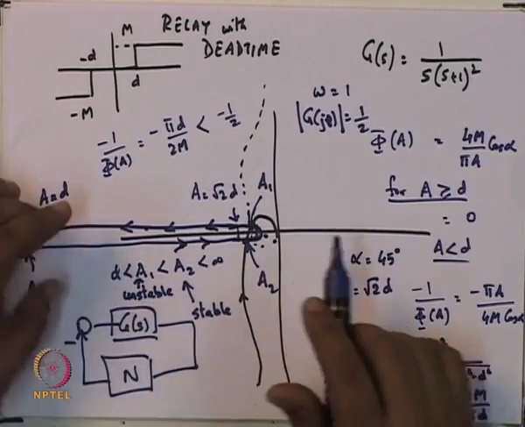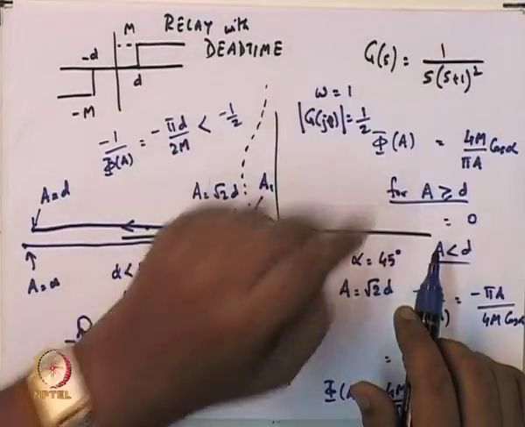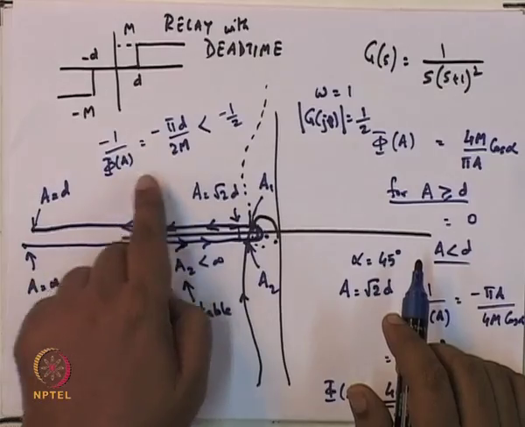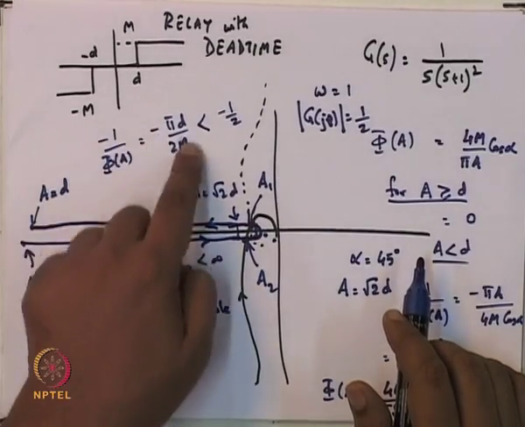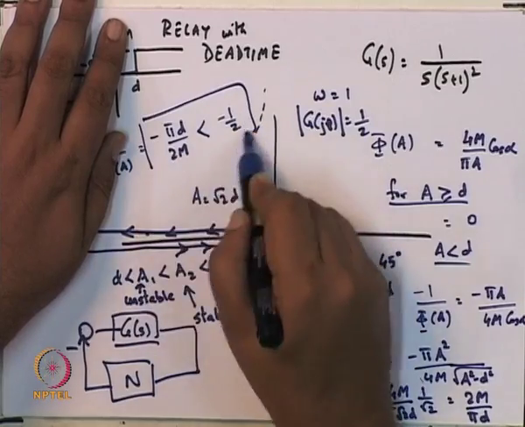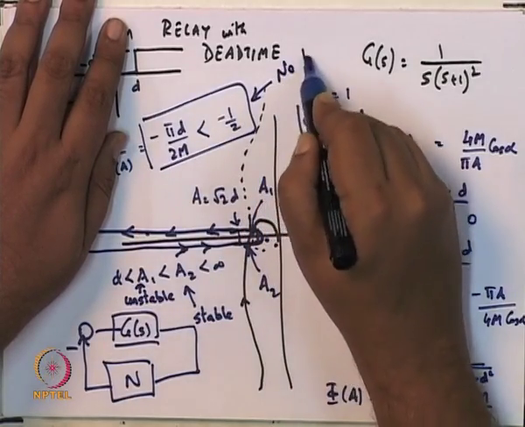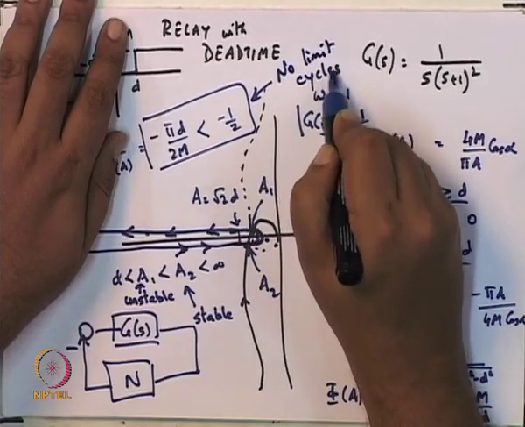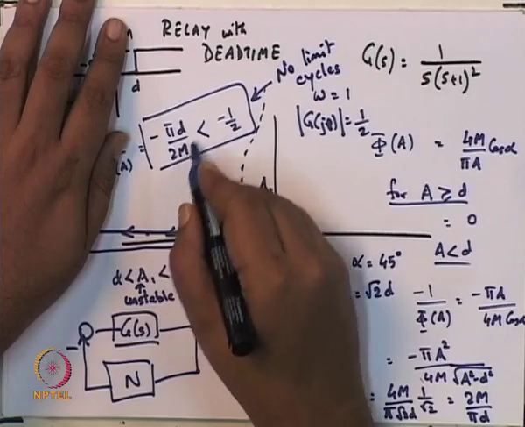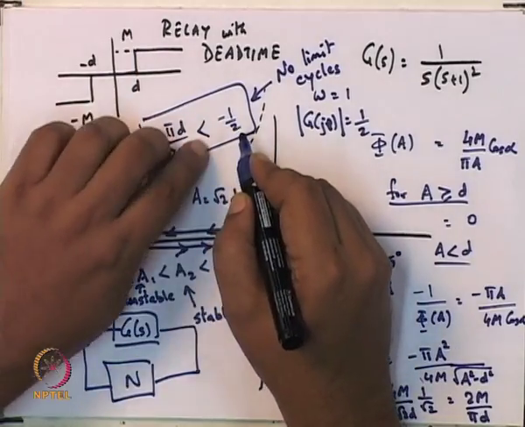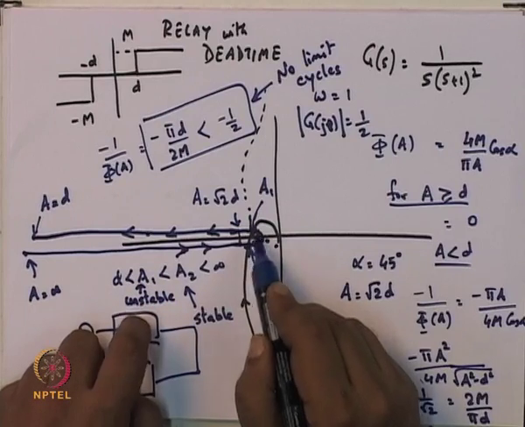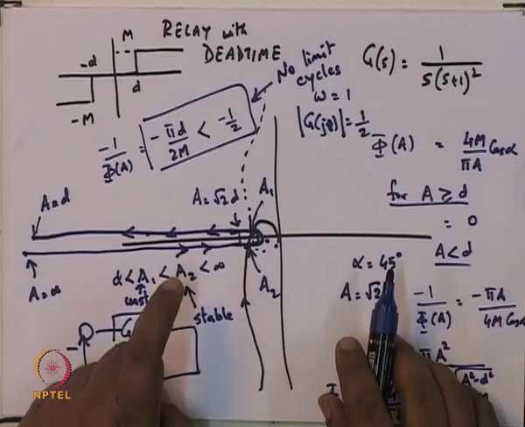So there will be two limit cycles when you use a relay with dead time and this linear plant, provided the condition that minus pi d by 2m is less than minus half is not true. If minus pi d by 2m is less than minus half, then there are no limit cycles. On the other hand, if minus pi d by 2m is greater than minus half, then there are two limit cycles, and the one corresponding to the smaller magnitude is an unstable limit cycle, and the one corresponding to the larger magnitude is a stable limit cycle.